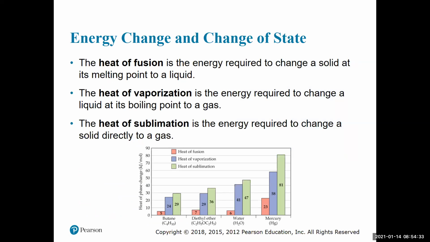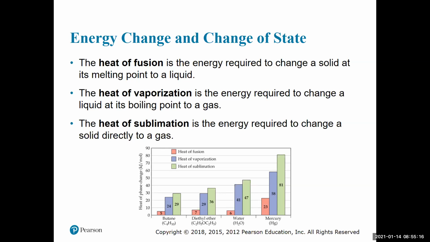So there are some terms that we want to know in order to do these calculations and think about energy changes associated with these physical changes. The first one is heat of fusion. And heat of fusion is defined as the energy required to change a solid at its melting point to a liquid. So you get to that melting point, whatever that temperature is, and once you get there, you have to convert the material from a solid into a liquid. And so heat of fusion is that energy value that's required to do that.